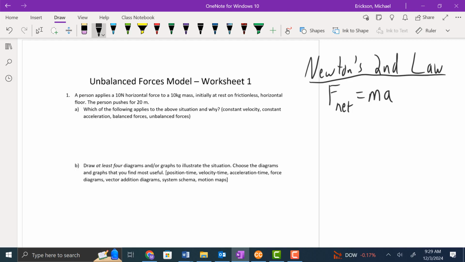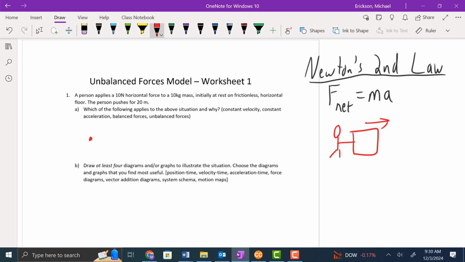A person applies a 10 Newton horizontal force to a 10 kilogram mass, initially at rest on a frictionless horizontal floor. The person pushes for 20 meters. So we ask, is this balanced or unbalanced? Well, before I answer that, maybe I should just draw a force diagram to describe this. So we can imagine a person is pushing a box to the right, and it's going that way.